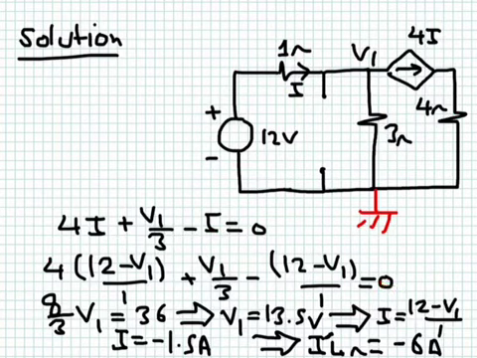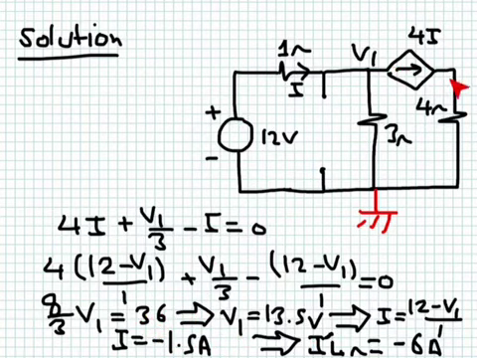So you obtain one equation in V1. You solve for V1. It's very simple. It's one node because the second node is ground. You solve, you obtain V1 equal to 13.5 volts. If I have V1 at 13.5 volts, I can get I, because I is (12 minus 13.5) divided by 1 ohm. So you are able to get I equal to minus 1.5 ampere.